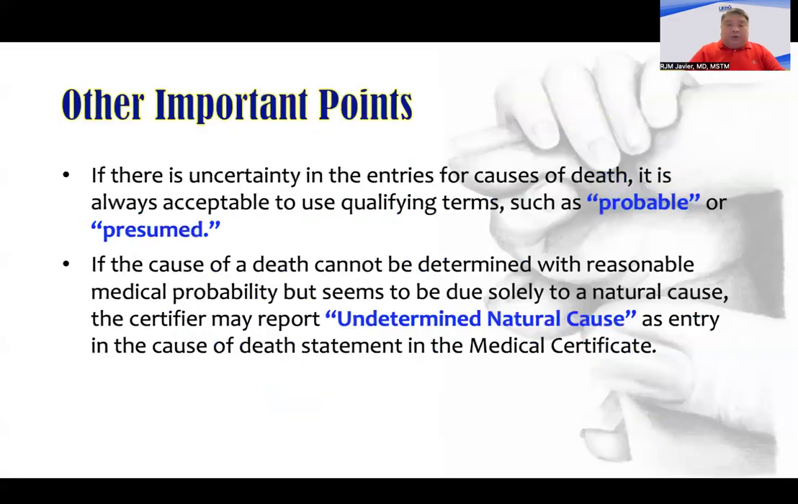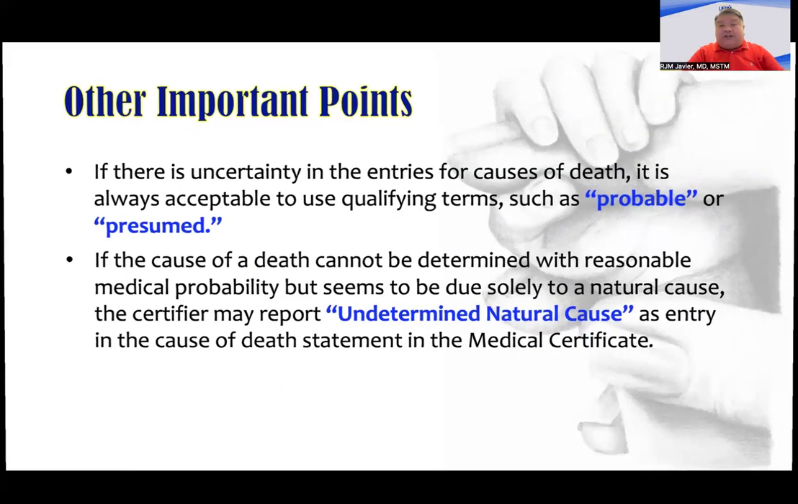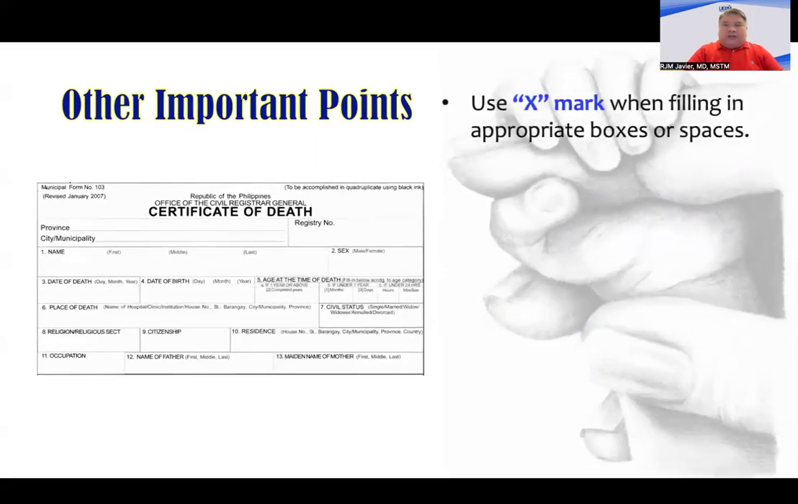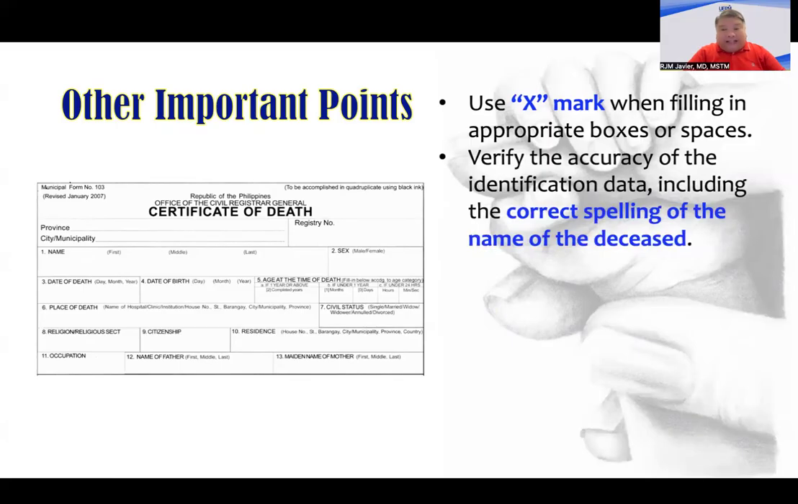Other important things to remember when you're accomplishing the certificate of death. If there will be uncertainties in the entries, we will use the terminologies presumptive, probable, or sometimes we use undetermined natural cause. When you are requested to tick something, use an X mark rather than a check. Then check for correct spelling, including the names of the disease. Maraming mga Pilipino, Rehey, Bohoy, Johanna with an H. So make sure that you properly spell the names of the disease properly.